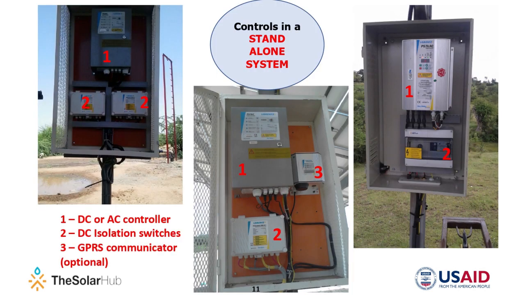In this first one, the solar DC power comes directly from the PV generator to DC isolation switches, and then to the controller, which can be a DC or an AC controller, and then feeds to the pump.